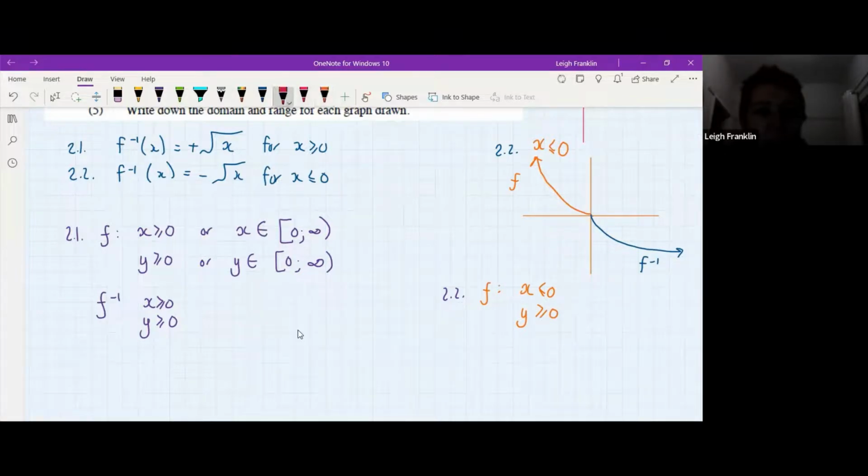As far as its inverse is concerned, we would start at 0 and then x would get bigger. So x would be greater than or equal to 0. Can you see how these two have swapped round? And then we would say the opposite thing for the y. So y is smaller than or equal to 0. Because what was the range is now the domain, and what was the domain is now the range. Does that make sense to everybody?